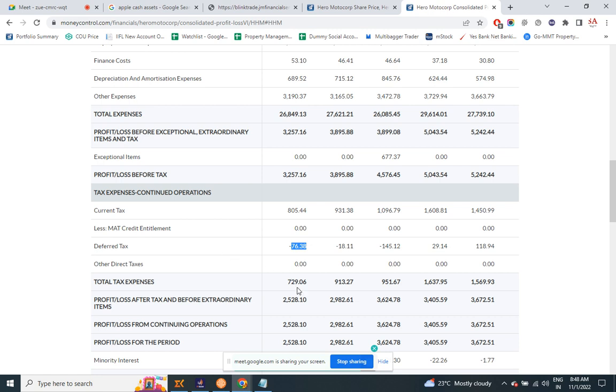So altogether, tax expense has been 730 crore only. Among this, they have to pay to the government. There's no question to be asked. So 2,528 is actually the profit that the company has made, which is their own.